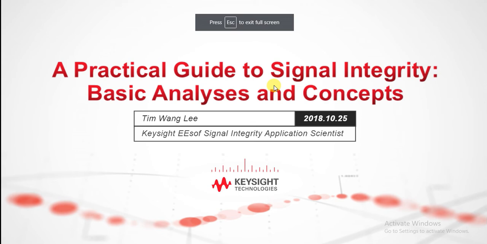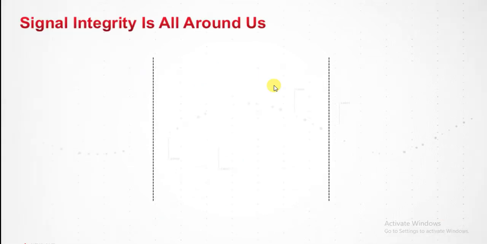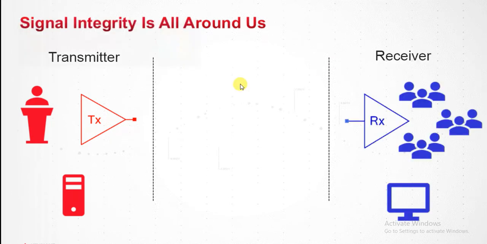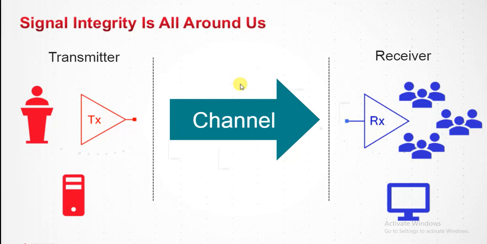Analysis and concepts. And believe it or not, signal integrity is all around us. It's happening right now, at this moment. We have a transmitter, which is me, and you guys, the receivers. And between us, there's a long channel. If something were to go bad in the channel, we have a signal integrity problem.